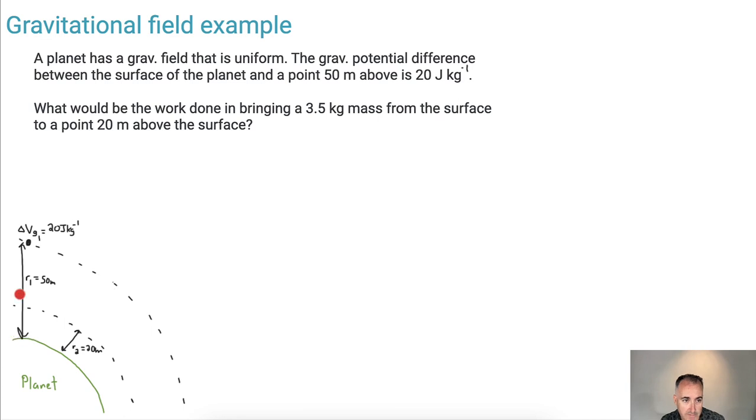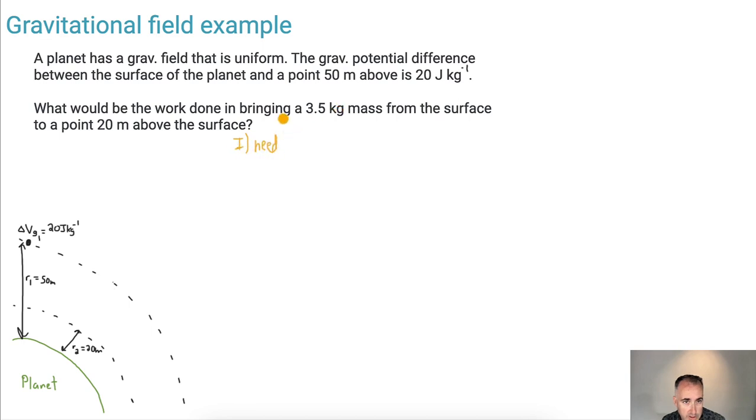surface, and a point 50 meters above, that gravitational potential difference, delta Vg, I called it 1, is just 20 joules per kilogram. And the question is, if you go from the surface to 20 meters up, what will be the work done? So how much work will you have to do to go from here to here? So I thought this would be good to break it down into a few steps. First of all, what will we need?